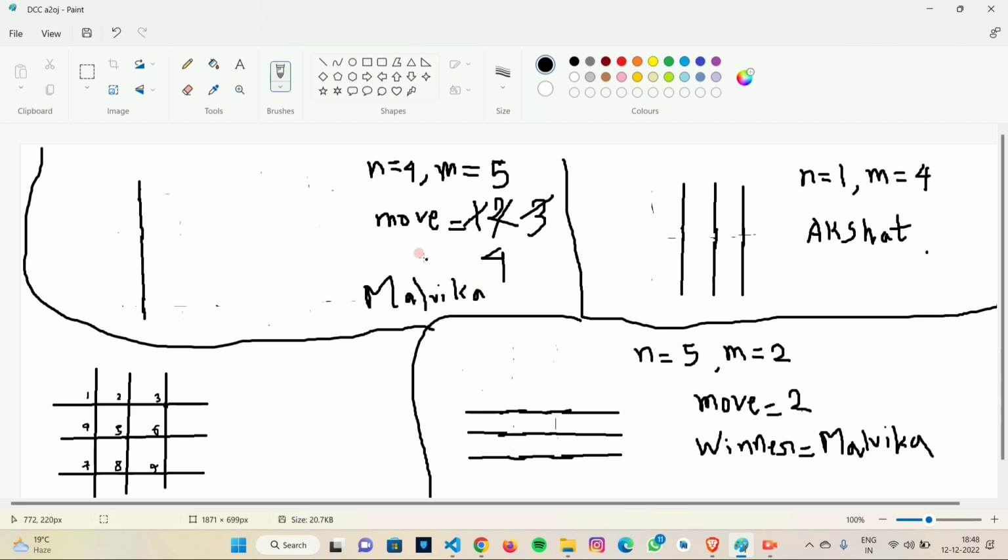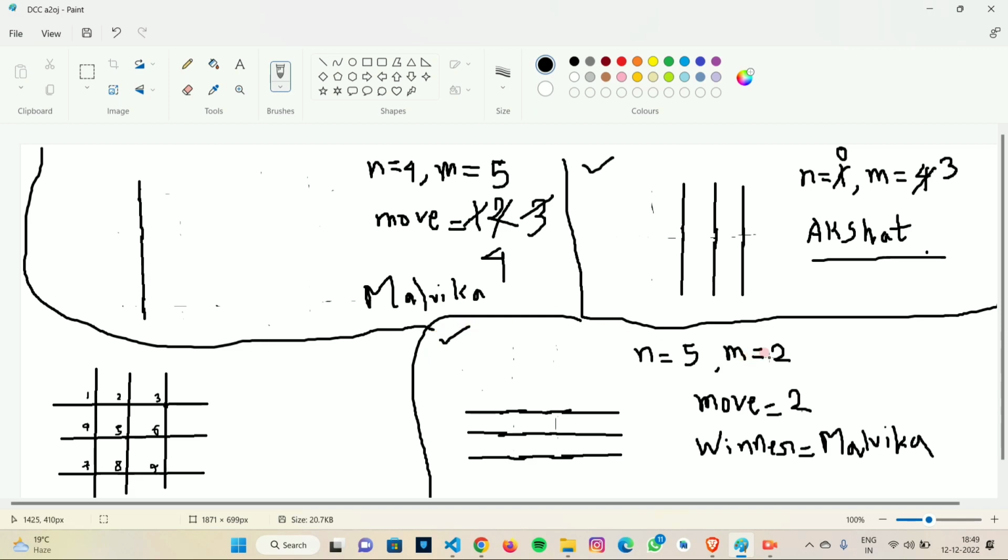Now look at the result of these 3 examples. In the first example, n was 1 and m was 4. And in each move, we were removing one horizontal stick and one vertical stick. So the number of horizontal sticks after one move will be 0 and vertical 3. So now the grid looks like this. And since there was no intersection point left, Akshat won the game.